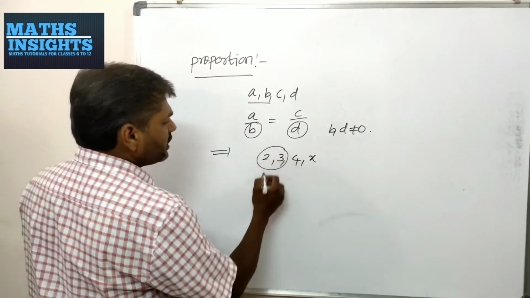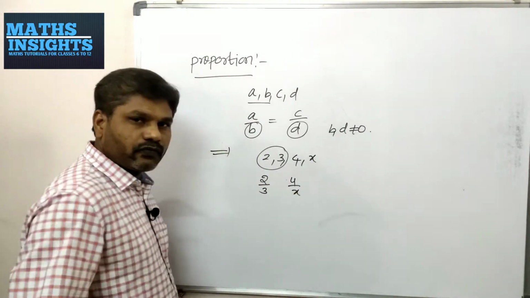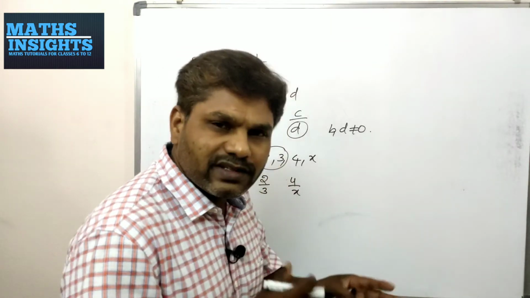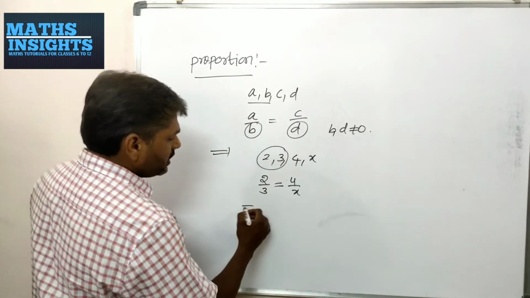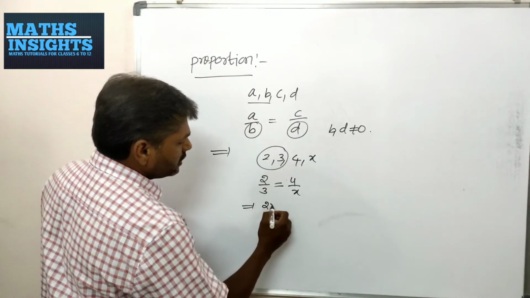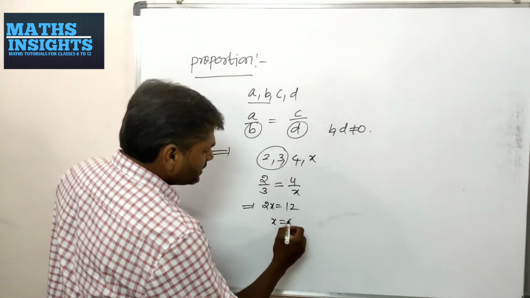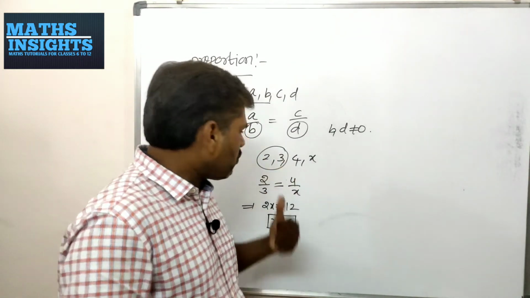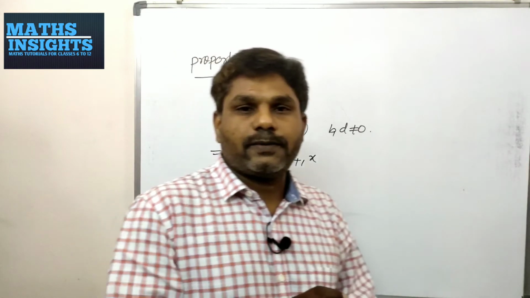Then you will find the ratio of the first two and the ratio of the second two. They said that they are in proportion, therefore the ratios are equal. That is 2 by 3 is equal to 4 by x. That implies cross multiplication. 2x is equal to 4 times 3, which is 12, therefore x is equal to 6. In this way, they may ask for any quantity among these four quantities by giving three quantities.